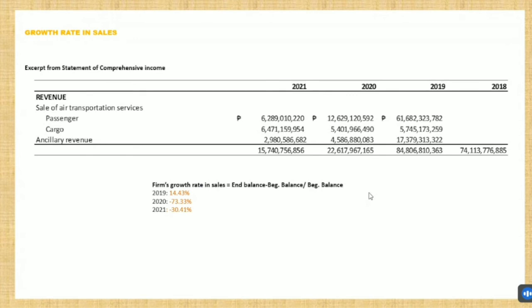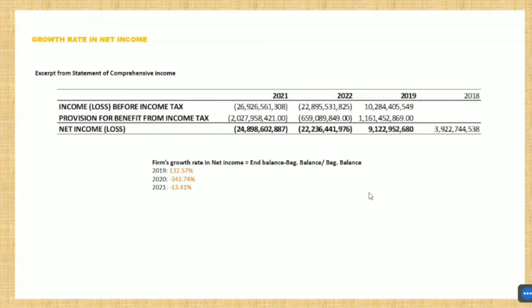So the same goes with the net income, the growth rate in net income. Next slide. Which, as discussed earlier, also decreased from a positive 132.57% from 2018 to 2019 na sobrang bumaba siya with negative 343.74 decrease, and nag-decrease din siya from 2020 to 2021 by 13.44%. So, 13.41 pala. Tama ba? 13.44 pala.